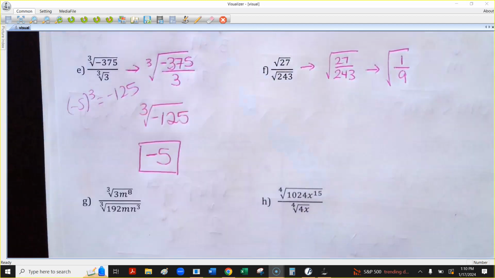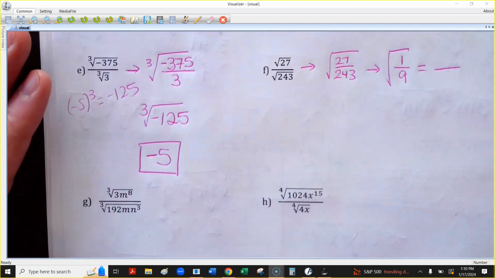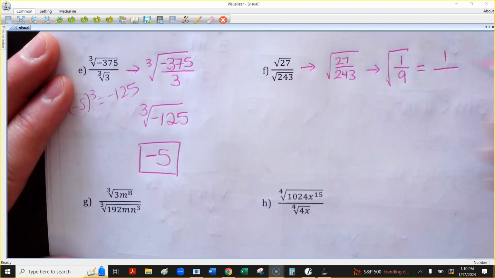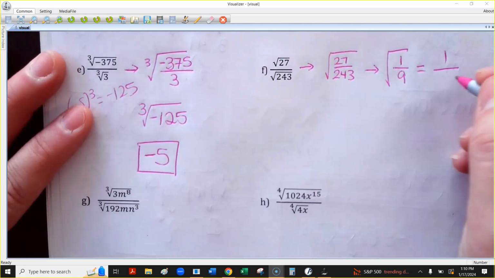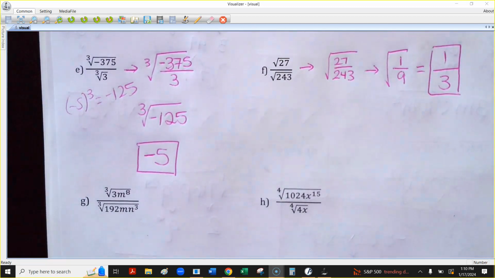Now, if I do that, that makes the problem way easier to do. What would the square root of 1 be? 1. What would the square root of 9 be? 3. Done. That's the answer, 1/3. Looks way more complicated when I started it, but if you simplify first, it usually will save you some time.